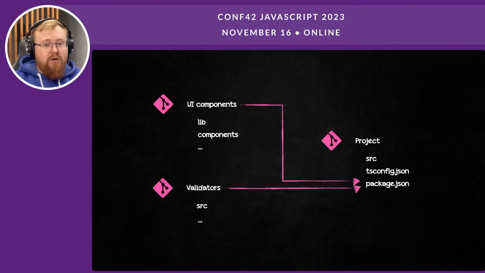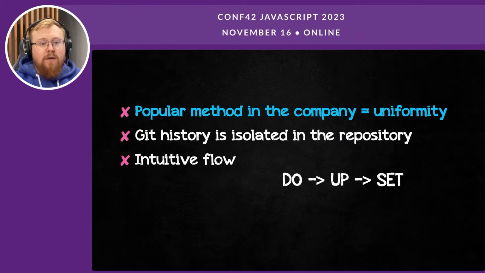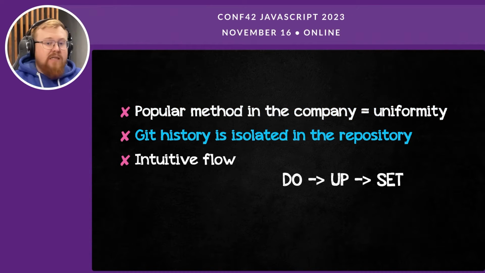In most of the teams I know, the commonly used package manager is yarn, and yarn allows specifying a repository URL as a project dependency in package.json. So, this lets us use a package in a project even without setting up a corporate registry. What are the advantages of this solution? It's a widely used method within the company, ensuring uniformity. Change history is isolated and semantically accurate within a single repository. It has an intuitive workflow. You complete your work in the common package, bump the package version, and update the package version in the application.